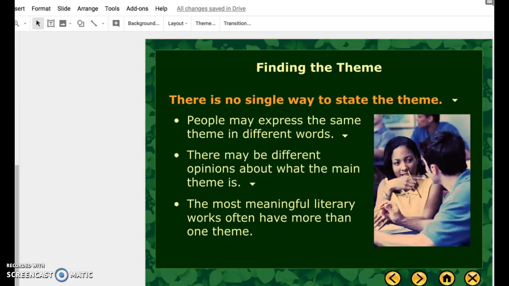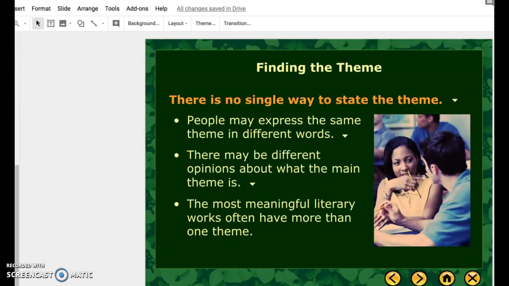Now, the last thing I want to touch on here is that there's not always a single way to state the theme. There's not an exact sentence that's going to be the correct answer. There are different opinions about what the theme might even be. In some of the larger novels that you get to in high school, there's a lot of variations, and if you get one English teacher, the theme might be something else than it is for another English teacher. The most meaningful literature has more than one, and sometimes we rank them differently.